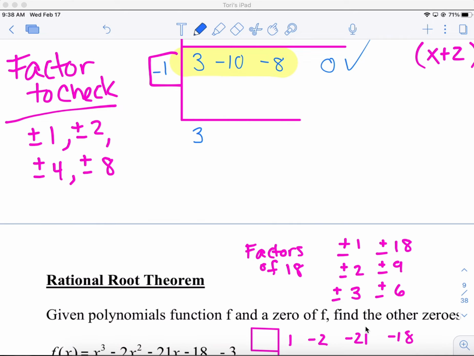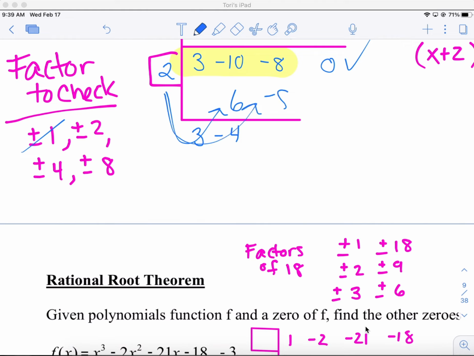Bring down the 3, multiply around gives me negative 3. Negative 10 and negative 3 is negative 13. If I multiply around, that definitely is not going to give me an 8, right? We're trying to make it come out to be an 8. All right, so 1s are not going to work. Let's try 2. Start with the positive. Bring down the 3. Multiply around gives me 6. Bringing it down gives me a negative 4.